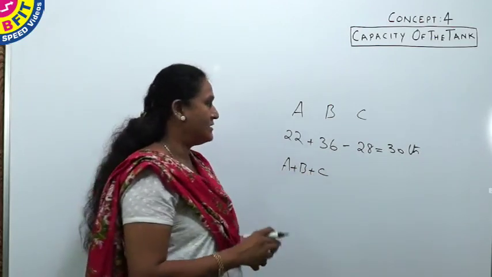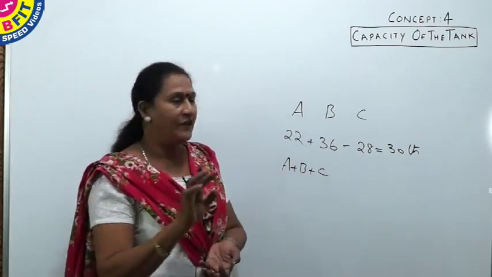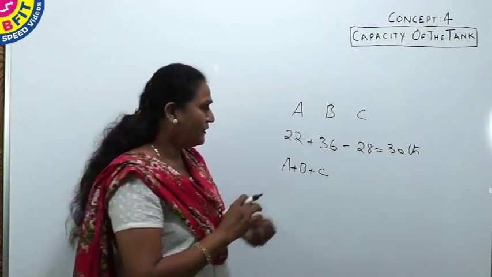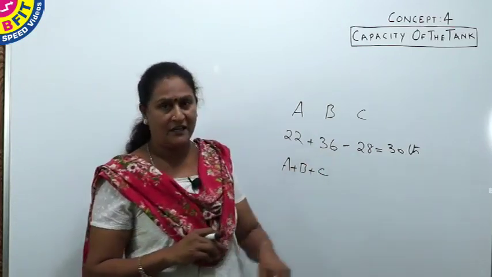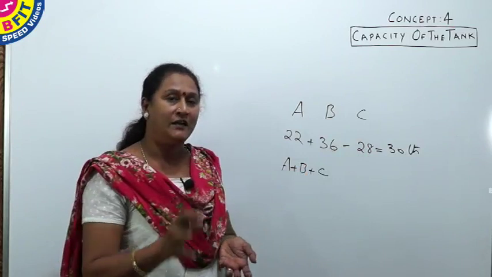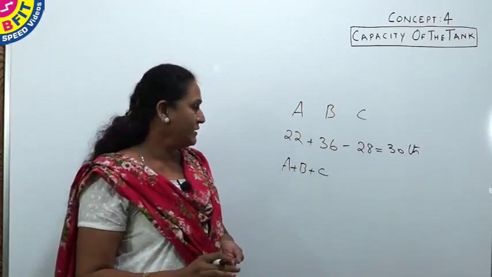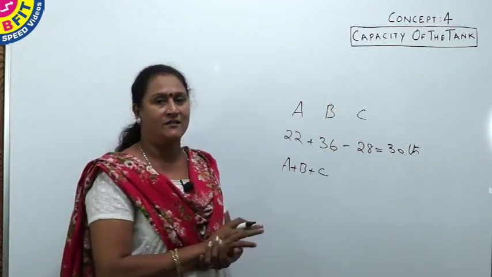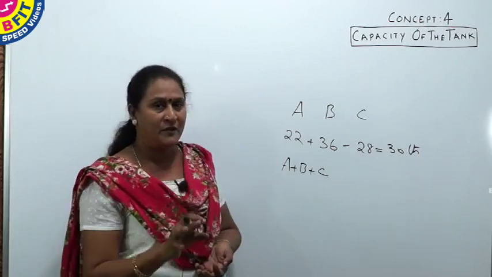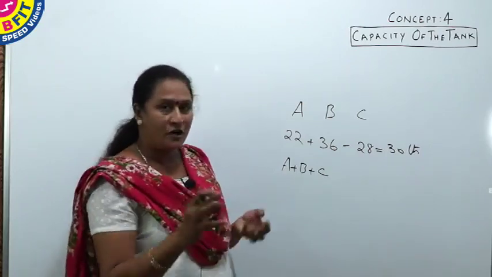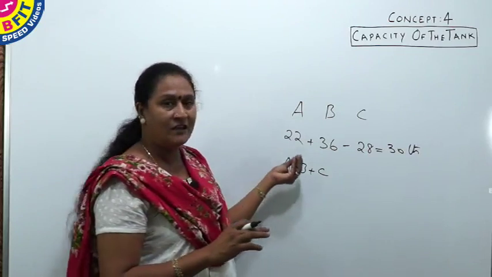Now it is given that when all 3 pipes are opened, they fill the tank in 15 hours. So in 1 hour they pour 30 liters. In 15 hours, how many liters would have been poured by all these 3? Just by multiplying you get the answer. Though this seems difficult, it is not difficult at all, because they have given the work itself.